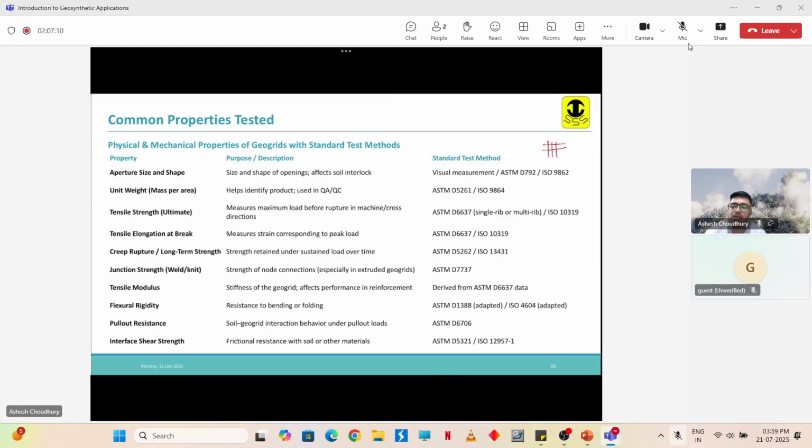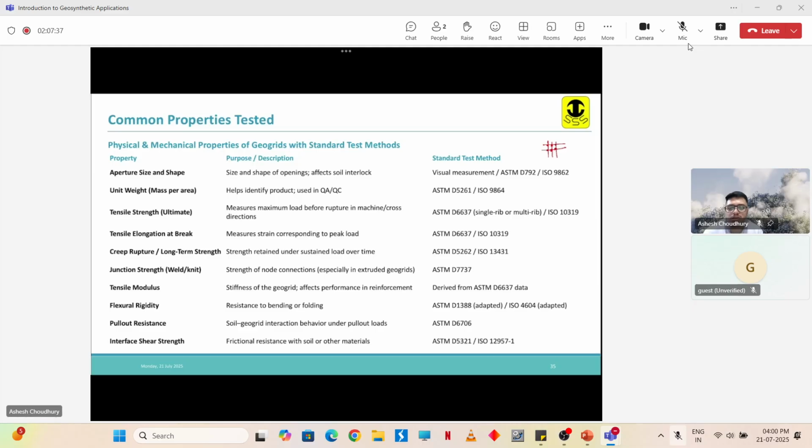Then you have tensile elongation at break, which measures the strain corresponding to the peak load. Then you have creep rupture or long-term strength, the strength retained under sustained load over time, and junction strength. A geogrid is a net-like structure, so you need to measure the strength of these junctions. Okay. The strength of the node or connections, especially in geogrids, along with tensile strength.